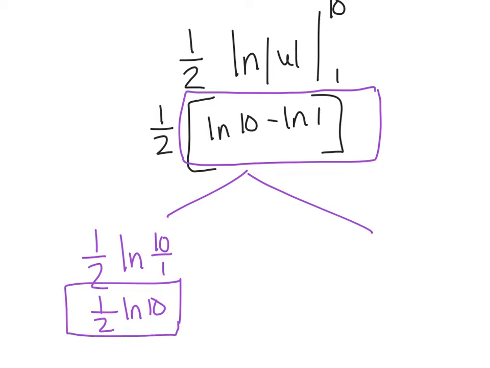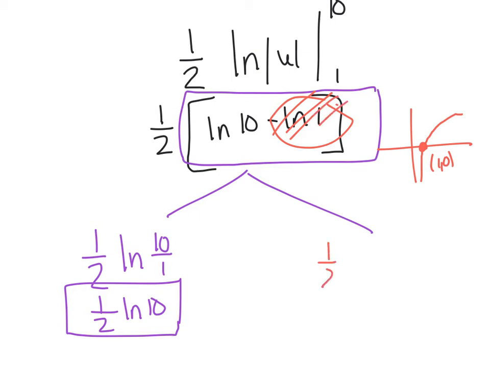The second way to think about it is, by golly, you should know what the ln of 1 is. When you graph this function ln of x, you always should be plotting that point (1, 0). So the ln of 1 truly is 0, which eliminates that from the problem, and I just get 1/2 ln of 10. Either way, we get the same answer.